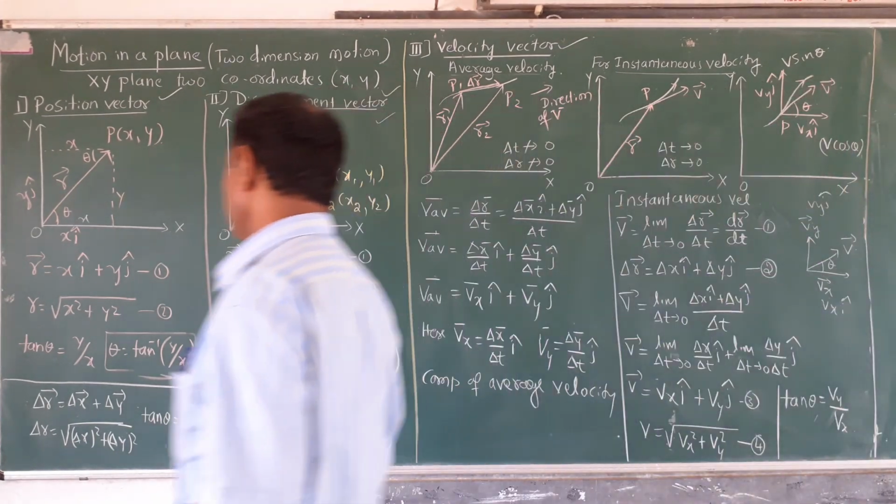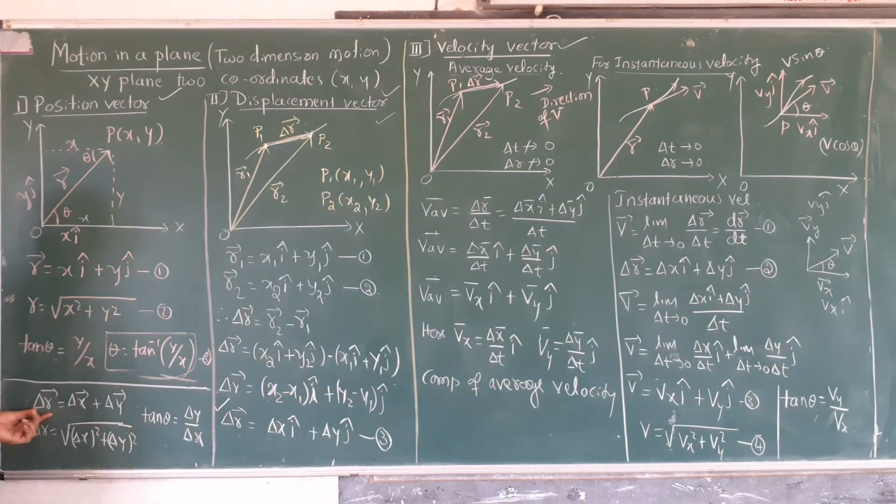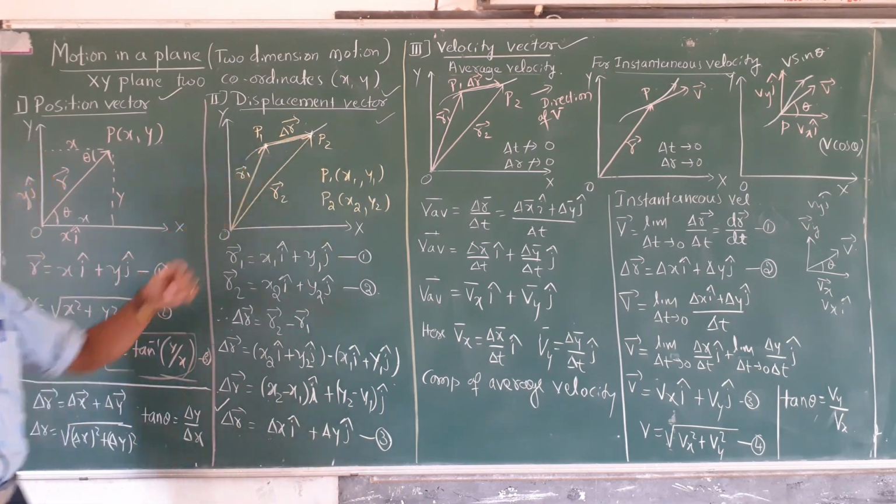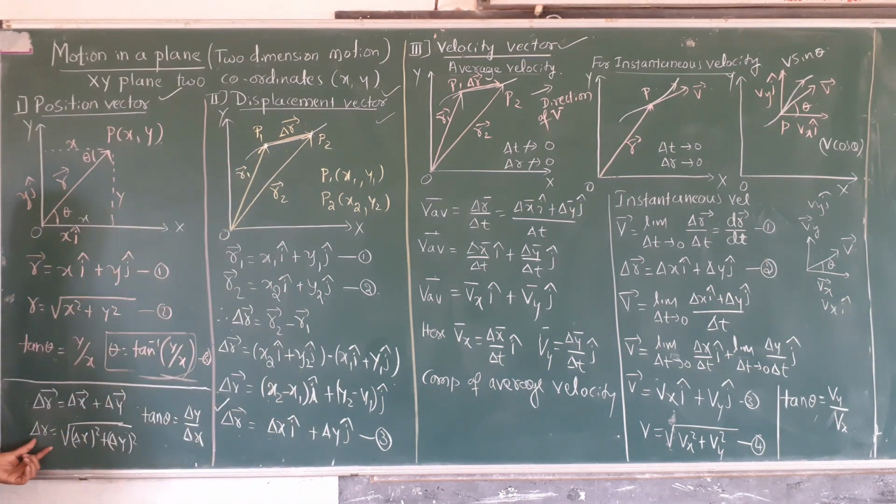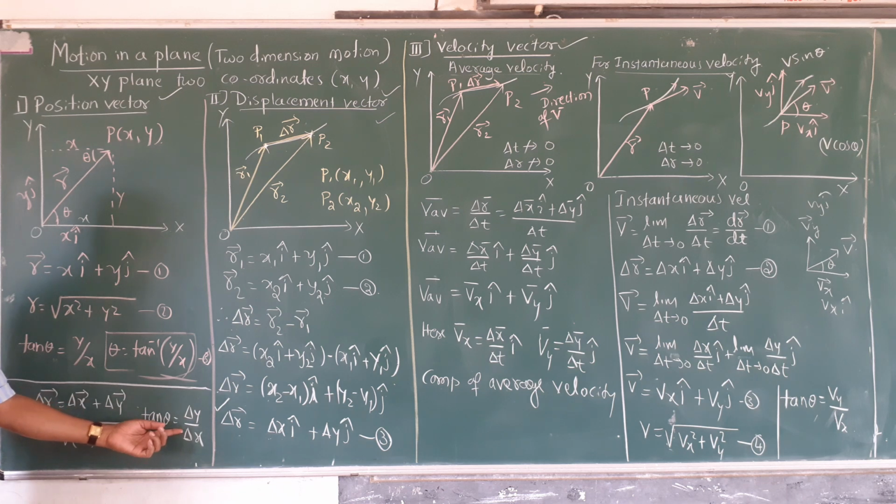Now it is also given by the vector Δr equal to Δx in the x direction plus Δy in the y direction. If you want the magnitude of the displacement vector, Δr is equal to the root of Δx squared plus Δy squared. Direction is Δy by Δx.